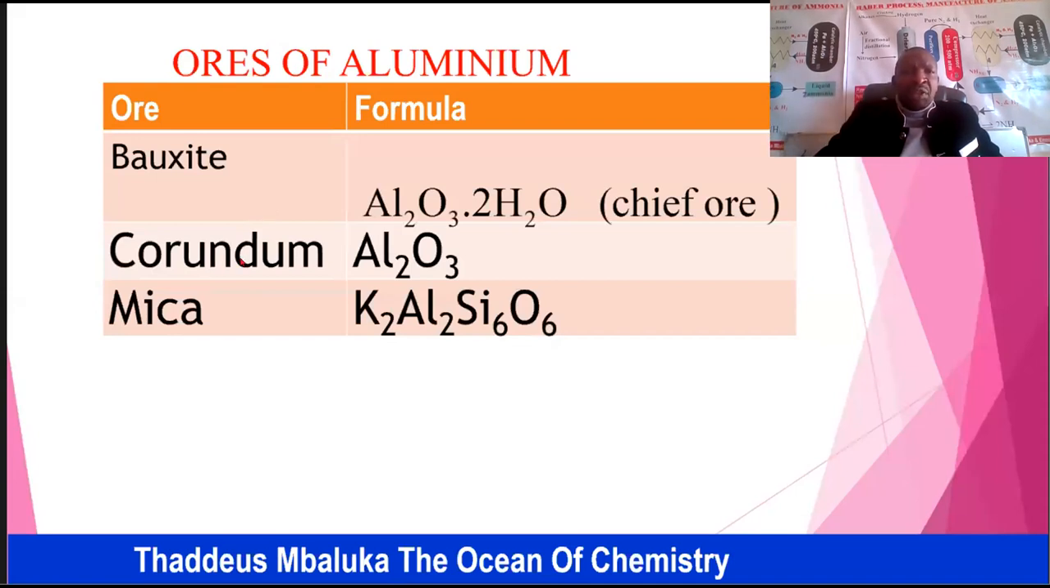So then we have the corundum. Corundum is still aluminium oxide, but anhydrous. This one does not have the what? This one does not have the water, like this one now. So this one does not have the water.